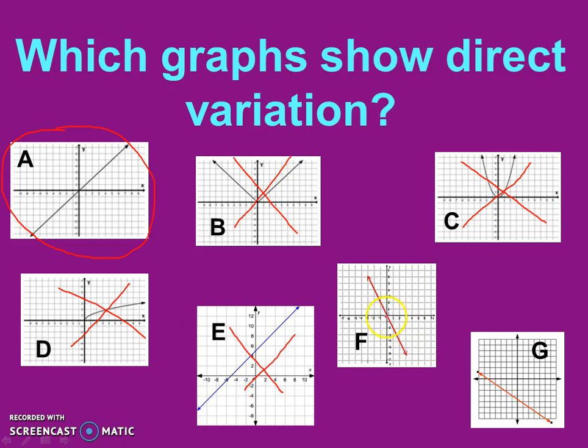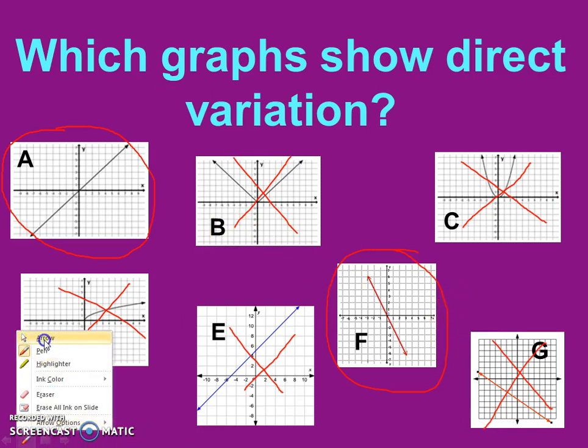Line F, straight line through the origin, I'm going to circle that one. And line G, it's straight, but not through the origin, so I'm going to cross it out. So in the end, we had 2 of the 7 graphs that were showing direct variation.